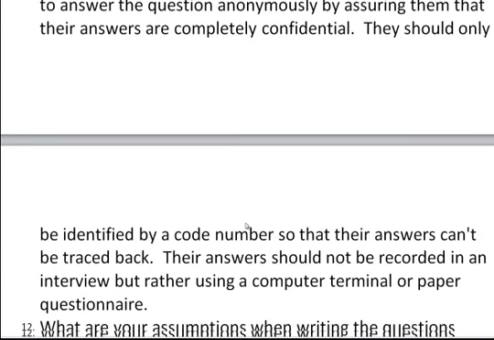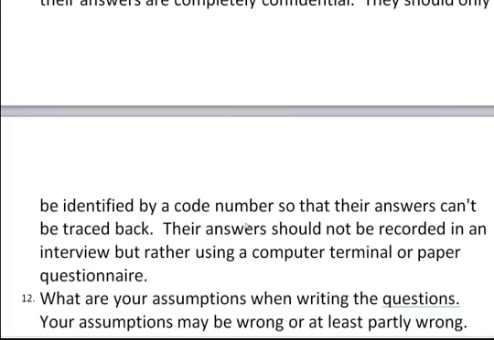So let me go down here. Some ways of doing this is identifying them only by a code number, so their answers can't be traced back to them, assuring them of their confidentiality. You probably don't want to interview them face to face. Their answers should not be recorded in an interview, but rather using a computer terminal or paper questionnaire.